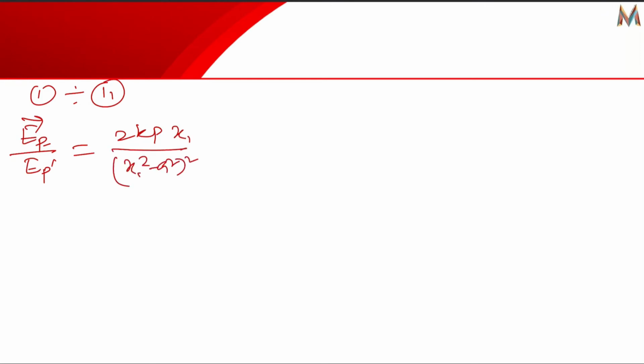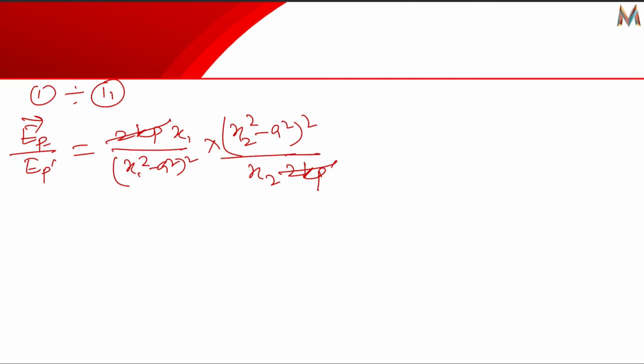Let us divide this so that it becomes E at P upon E at P dash, and that will be equal to 2kp x1 by (x1 square minus a square) whole square into (x2 square minus a square) whole square by x2 into 2kp. So this 2kp and this 2kp will cancel.